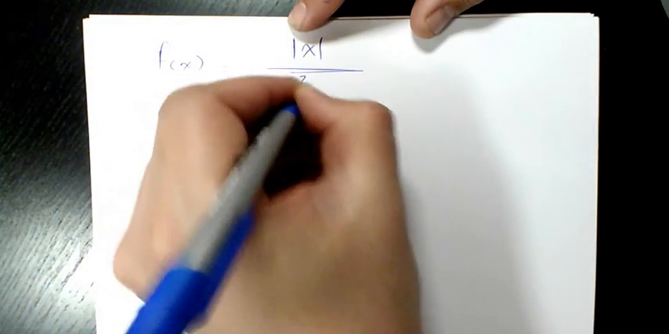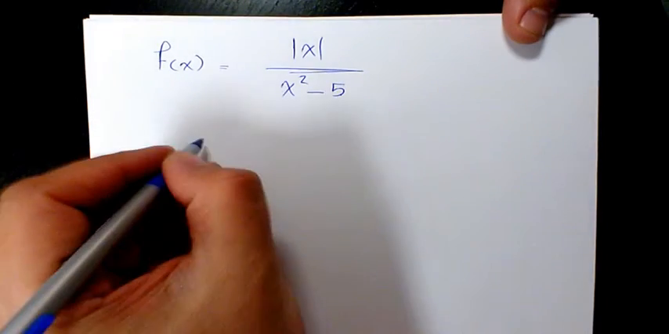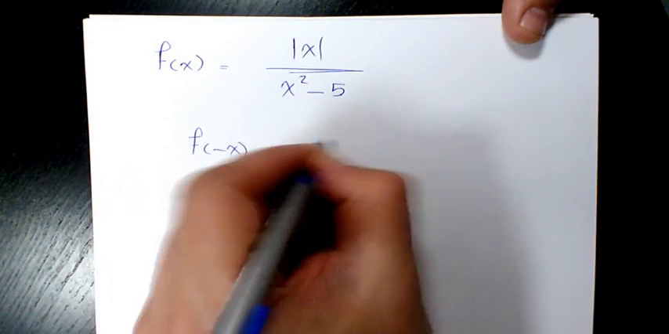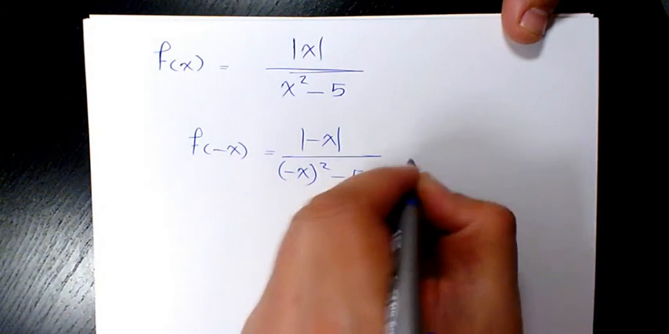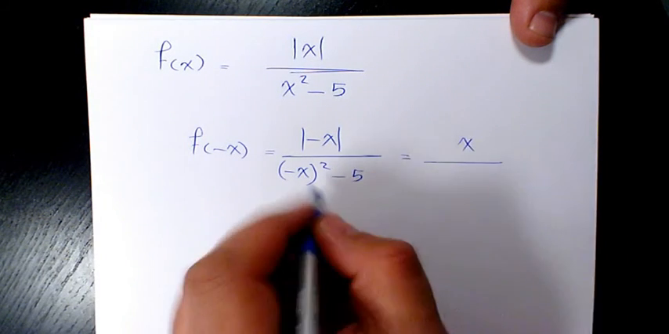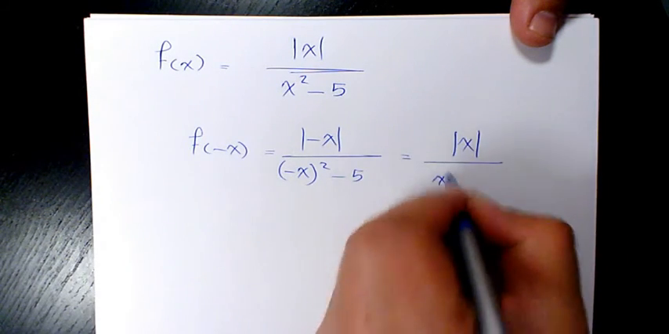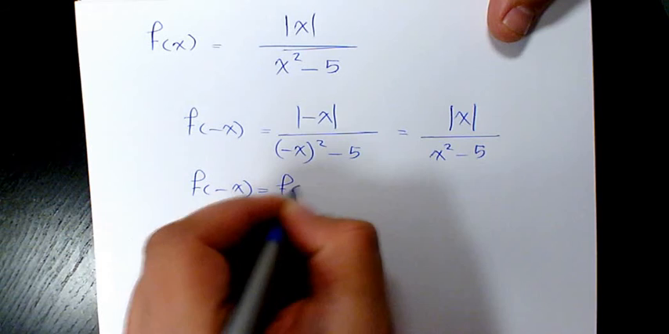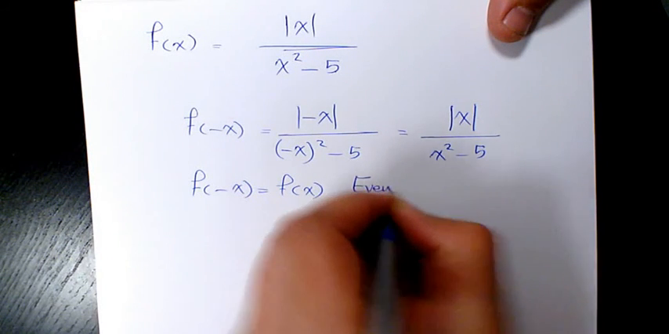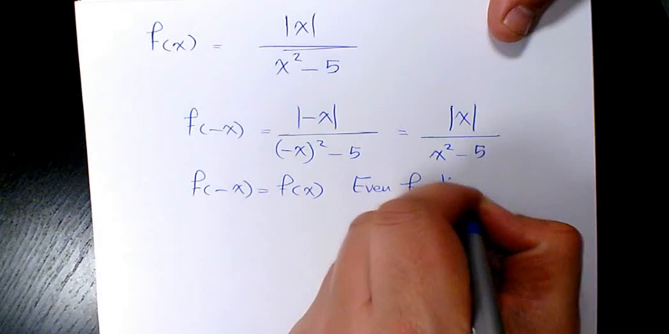Next one, I'm just going to go to the next page. f of x equals the absolute value of x over x squared minus 5. So f of negative x is going to be the absolute value of negative x over negative x to the power of 2 minus 5. That's going to be the absolute value of x over x squared minus 5, which is the same thing. So f of negative x equals f of x. So we have an even function.